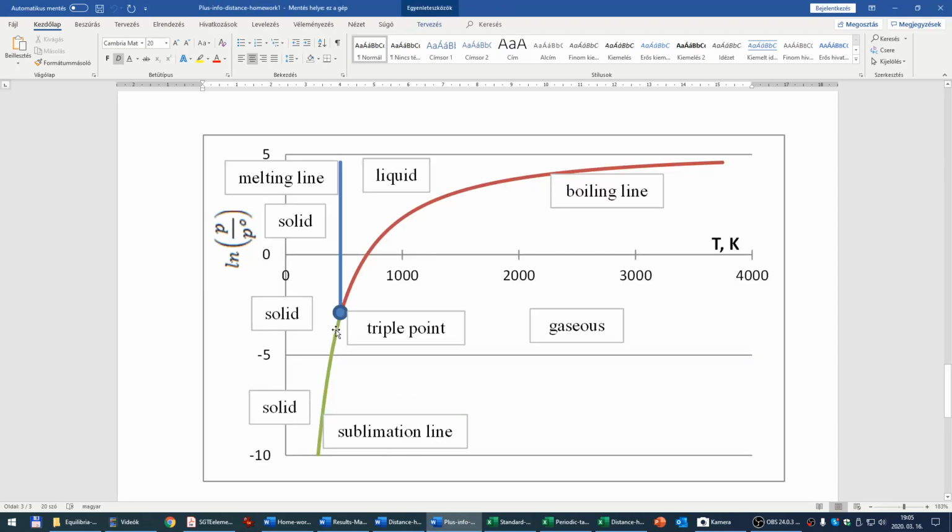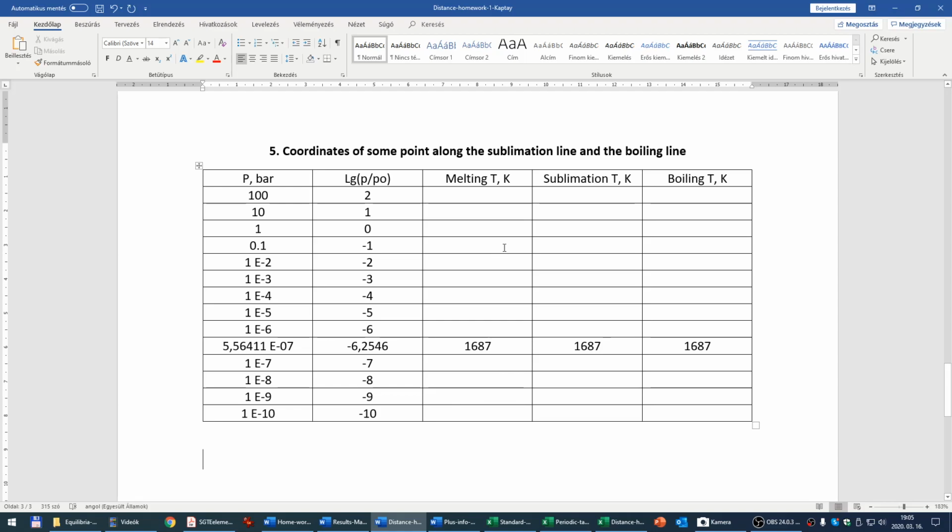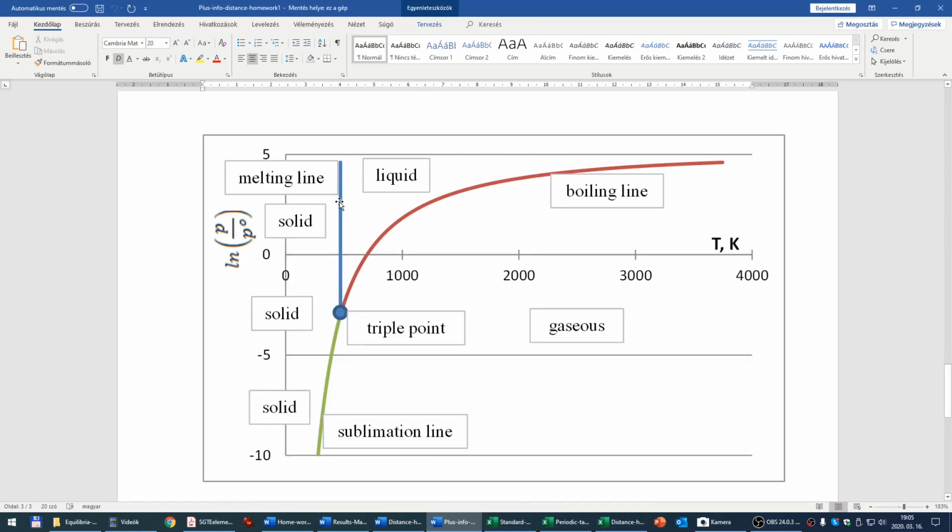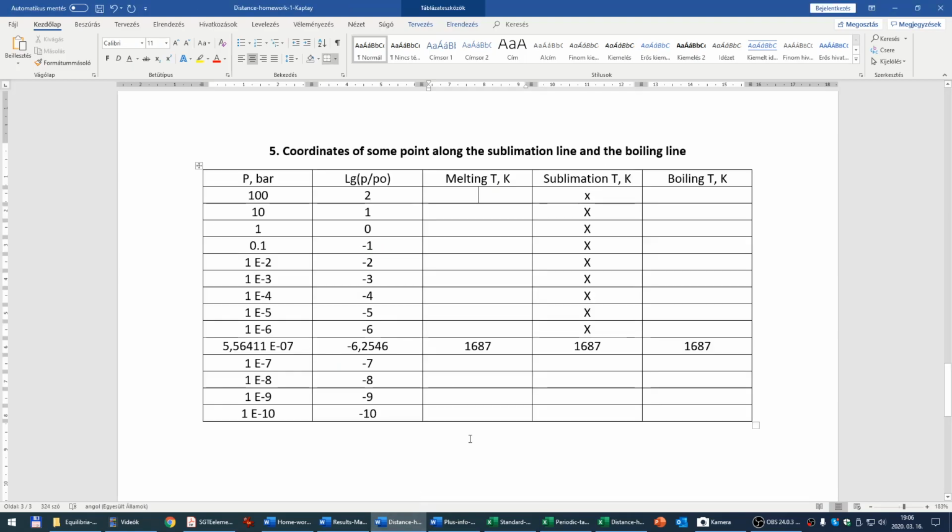Okay, now check again. Sublimation line exists below the triple point pressure. That is why sublimation line below the triple point pressure. Sublimation line doesn't exist at higher pressures. Melting point exists only above the triple point pressure, not below. So, first of all, this is a constant, independent of pressure, approximately of course, with the resolution of 1 Kelvin, but below the triple point pressure, there are no melting points.